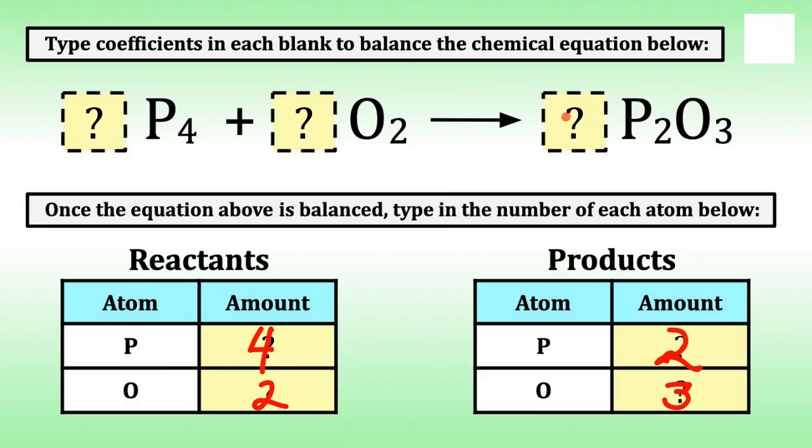So let's see what happens if I multiply and if I make a 2 here. Okay, so now I have 4 phosphorus, so I can cross this out, and I have 4. And I have 6 oxygen. 2 times 3 is 6. So I've got this is fine. So I have to put a coefficient in front of this. So I'm going to put a 3.